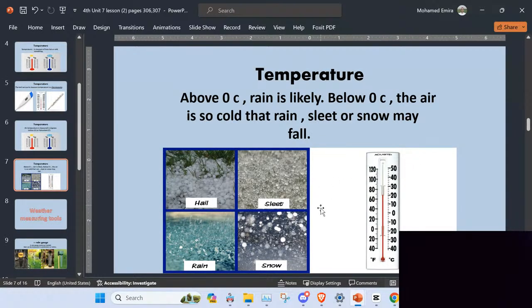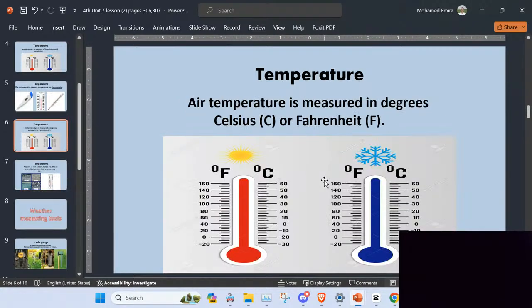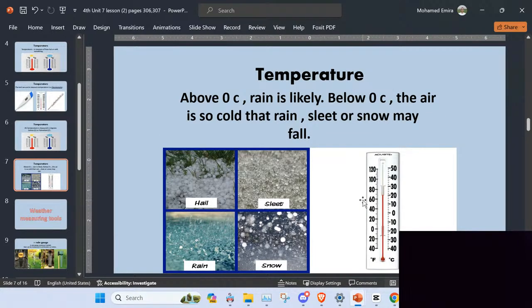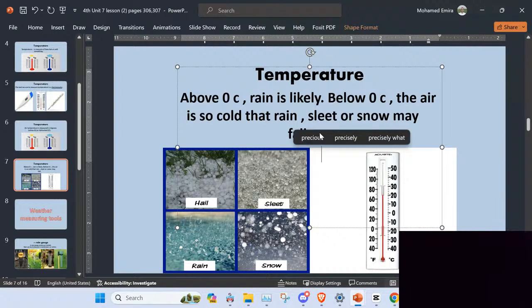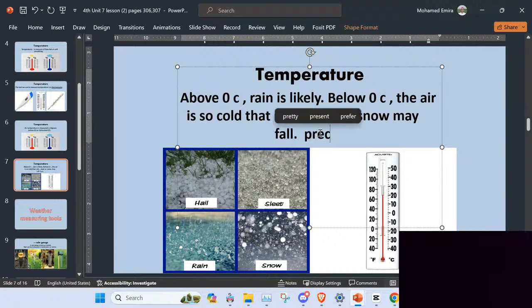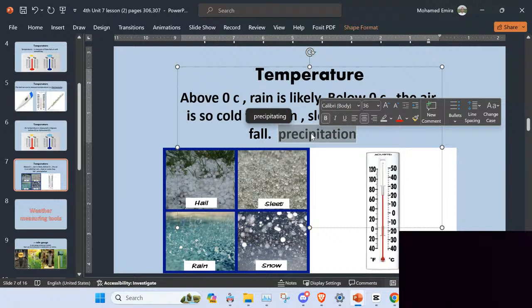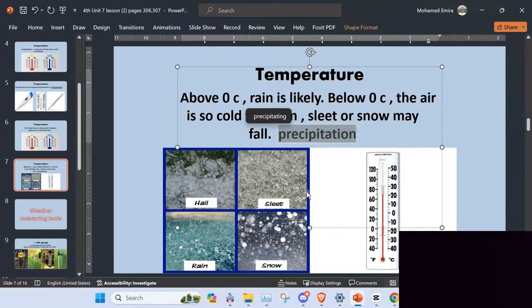Let's keep going. This is a very important note. Temperature is different depending on the precipitation. Before, we took a term at school called precipitation. Let's write it here. Precipitation. Precipitation is anything that's coming out of the sky. Anything that falls from the sky is called precipitation.